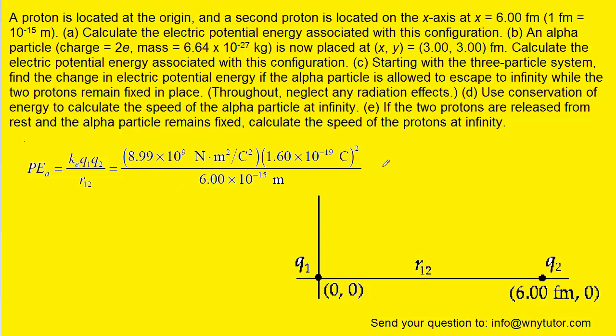And when you simplify that on your calculator, you should get approximately 3.84 times 10 to the minus 14th joules. So that would be the correct answer to part A.